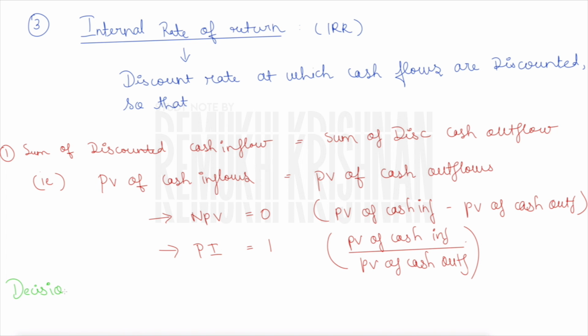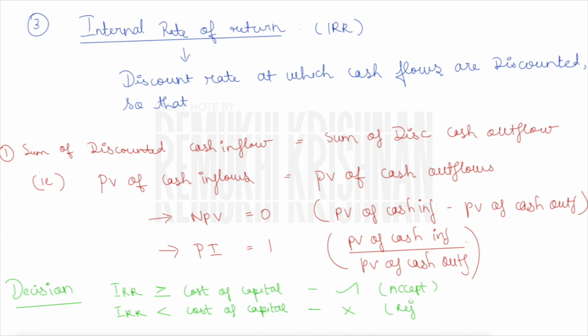As we saw in the previous methods, here also there is a decision rule. The decision rule is: if IRR is greater than or equal to cost of capital, then you're going to accept the project. In case IRR is less than cost of capital, you are going to reject the project. So if IRR is equal to cost of capital, in that case you either accept or reject the project, because this is the indifference point. Accepting or rejecting will provide you with the same result.